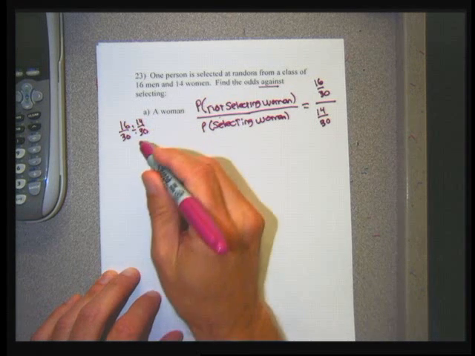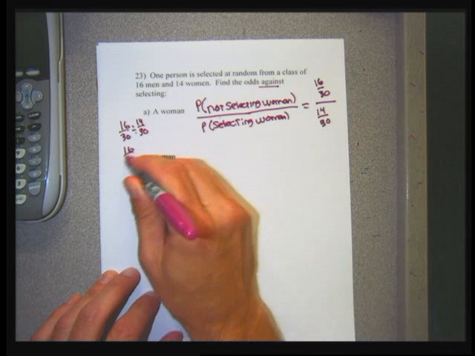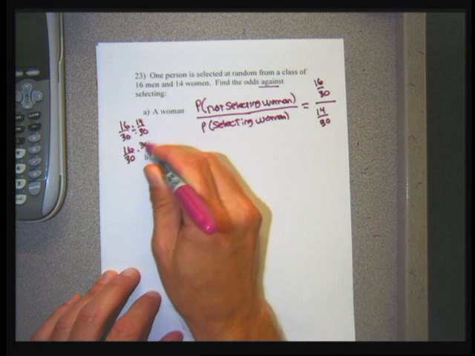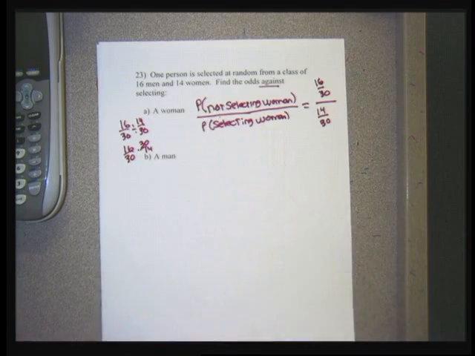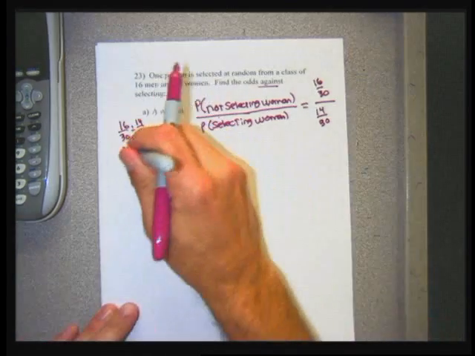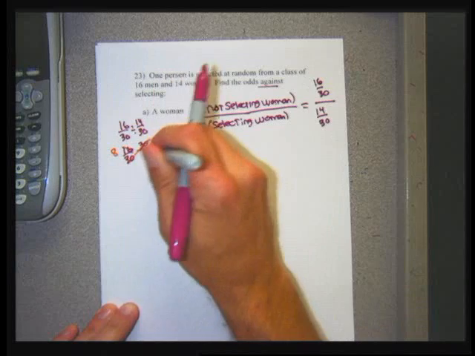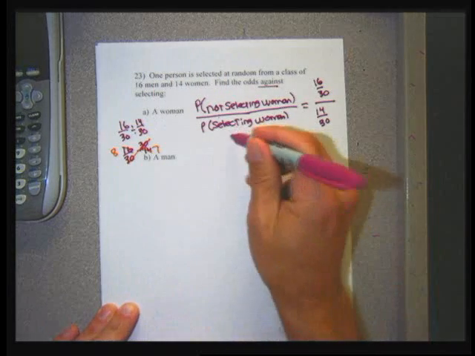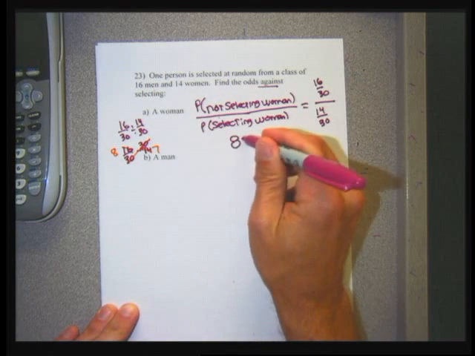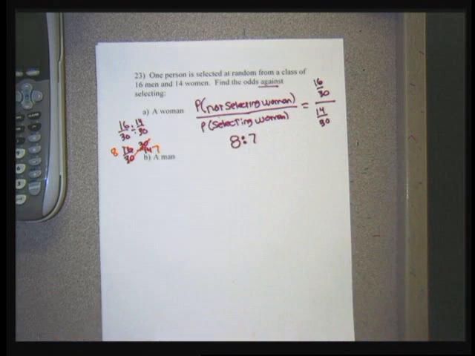I'm going to invert and multiply, so I'm going to go 16 over 30 times 30 over 14. Cancel my 30s. 16 divided by 2 is 8. 14 divided by 2 is 7. I'll say the odds against selecting a woman is 8 to 7.